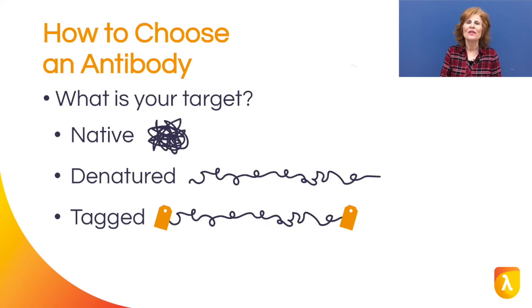Now that we have gone through the validation criteria, how should you choose an antibody? Start by asking questions about your target. Will it be in native conformation? Is it denatured? Is it tagged? Then start a search for antibodies fitting your benchmarks.